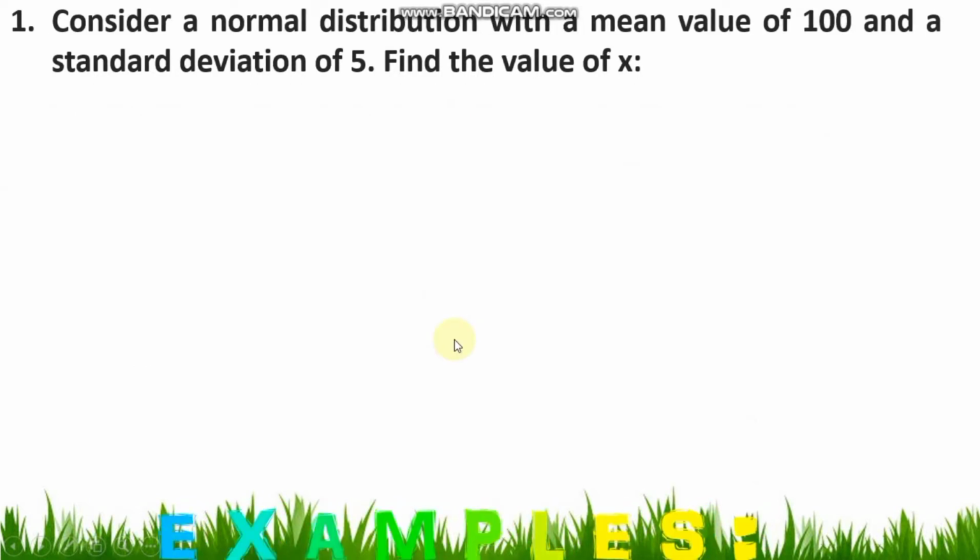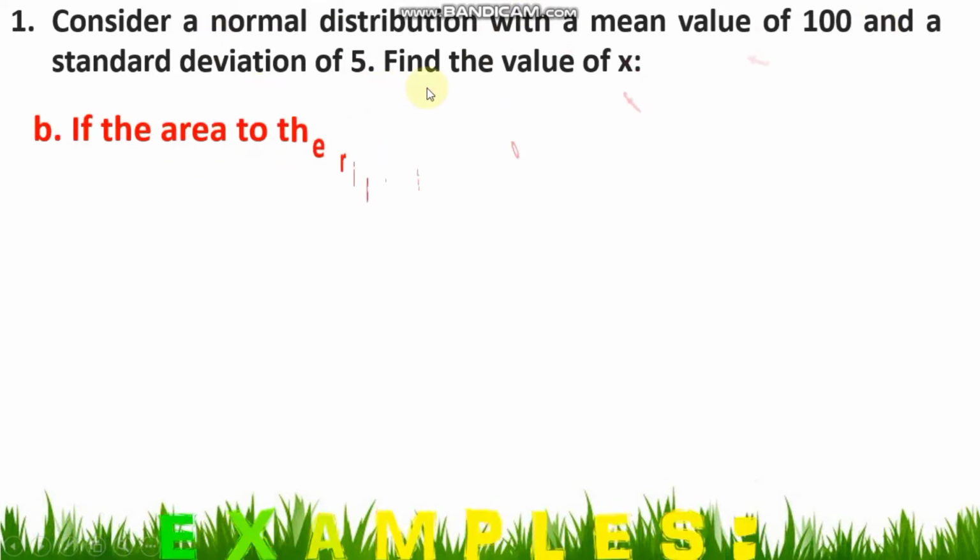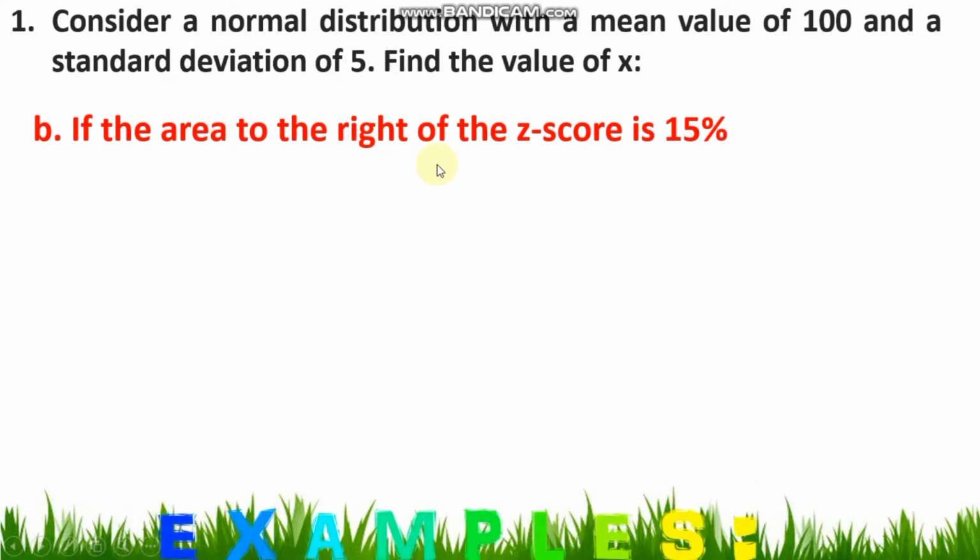Alright, let's have another example. Consider a normal distribution with a mean value of 100 and a standard deviation of 5. Find the value of x if the area to the right of the z-score is 15%.